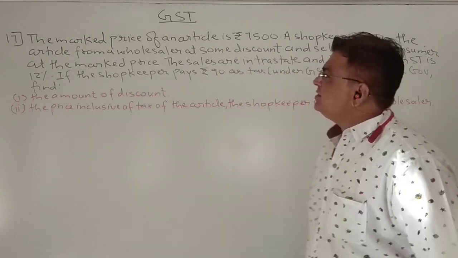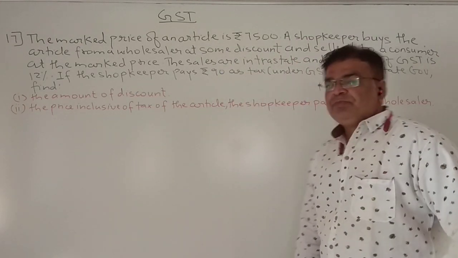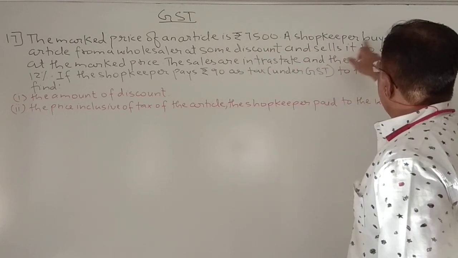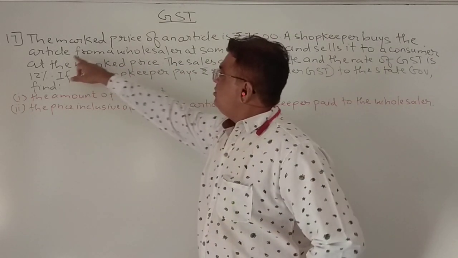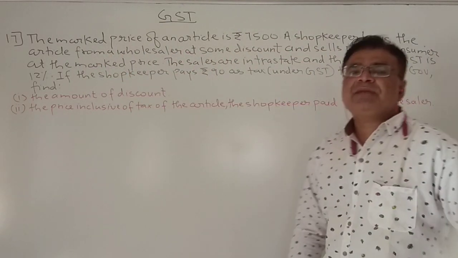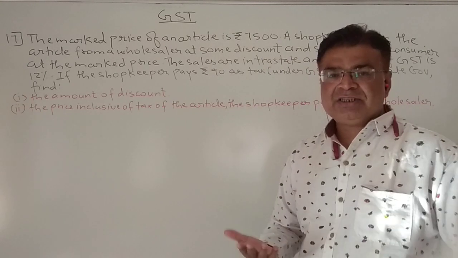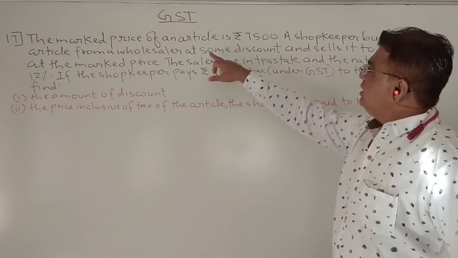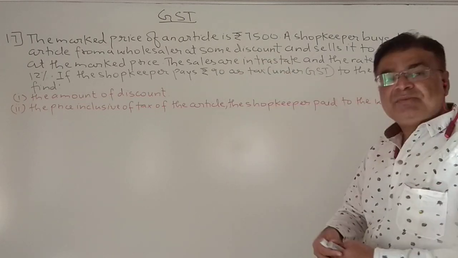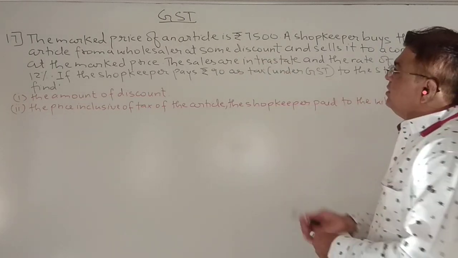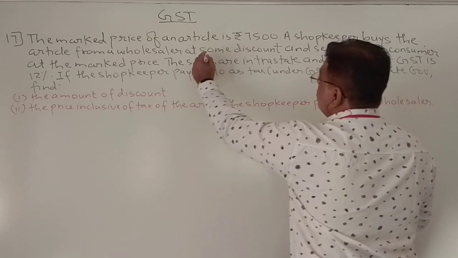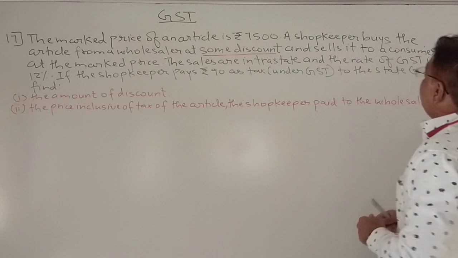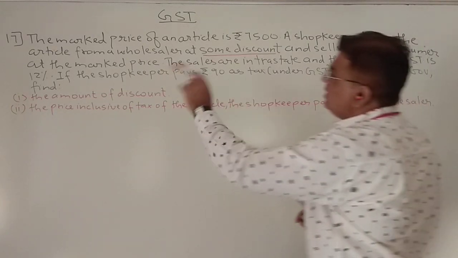Okay students, let us see this. Here in the sum, the mark price of an article is rupees 7,500. A shopkeeper buys the article from a wholesaler at some discount. The discount is unknown to us, we don't know what the discount is. And he sells it to the consumer at the mark price.